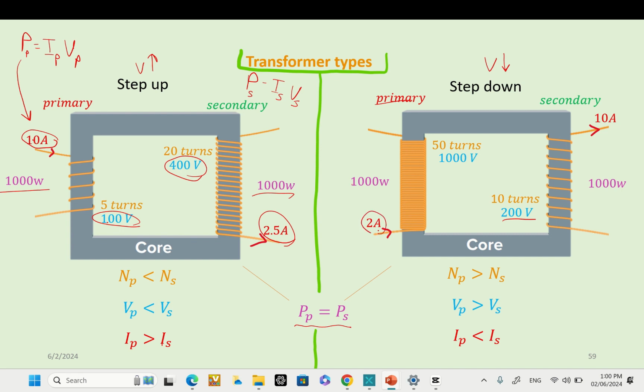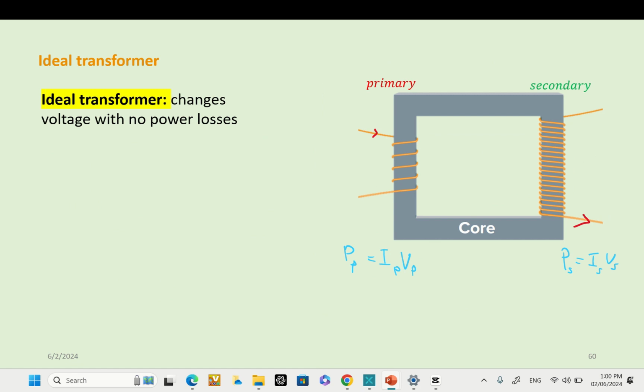Similarly here, if you multiply 2 times 1000, that gives you 2000. And if you multiply 200 times 10, that's going to give you 2000 as well. So the power on the primary coil is equal to the power on the secondary coil. An ideal transformer changes the voltage with no power losses. So the power on the primary coil is equal to the power on the secondary coil.